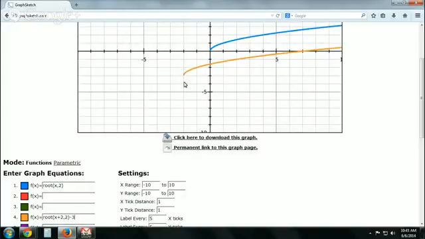So vertical and horizontal transformations can occur within the same problem. Whatever is added or subtracted at the very end moves you up or down. Whatever is either added or subtracted within parentheses or grouping symbols of any kind moves you to the left or to the right. Careful with those horizontal transformations. A plus sign moves you left, a minus sign moves you right.